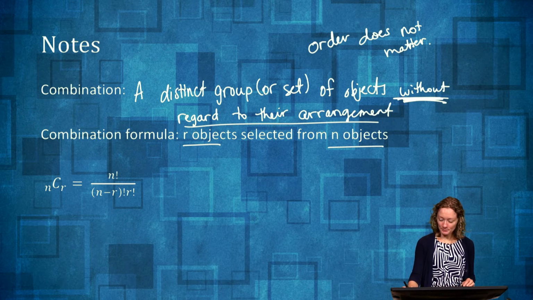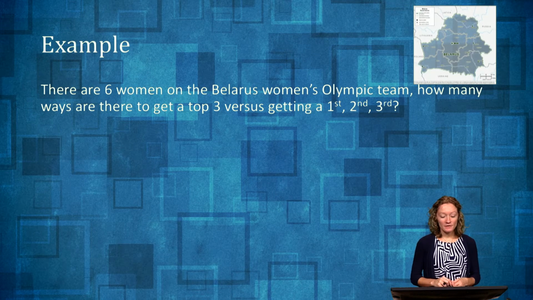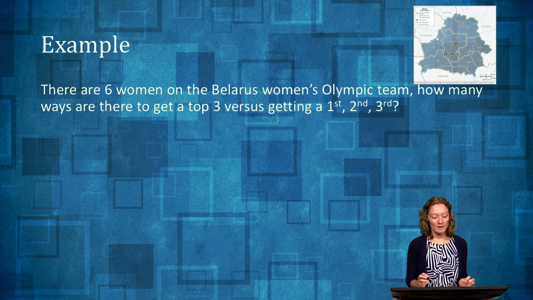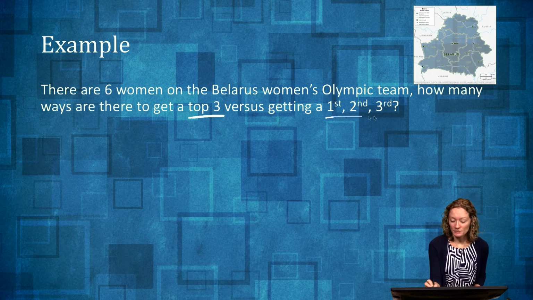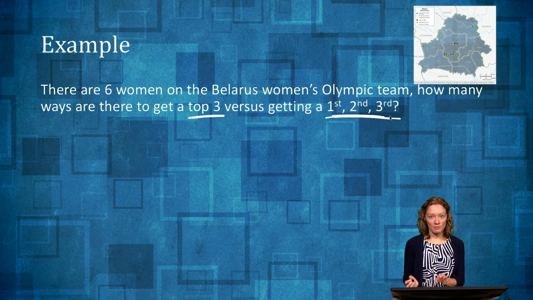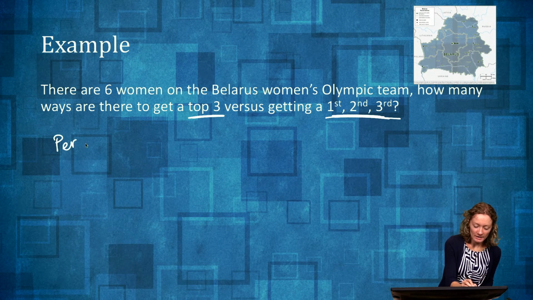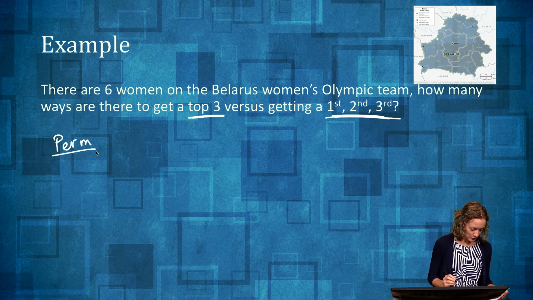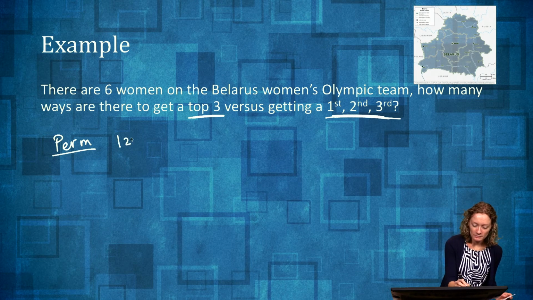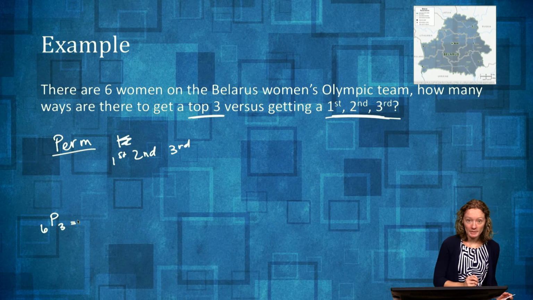So let's see an example. We have the same example, 6 women on the Belarus women's Olympic team, and we're going to do it 2 ways. How many ways are there to get a top 3 versus first, second, third? First, second, third is what we cared about in permutation. Order mattered there. So we could use permutation, 6 P 3: 3 of them are being picked, and we care about the order, which gave us 120.